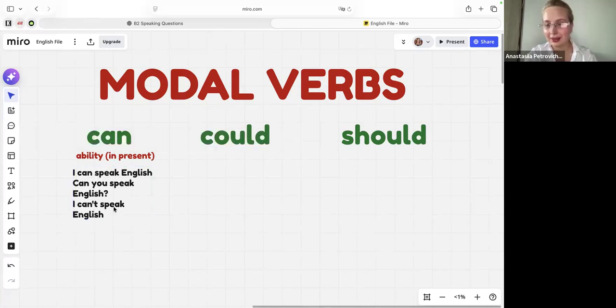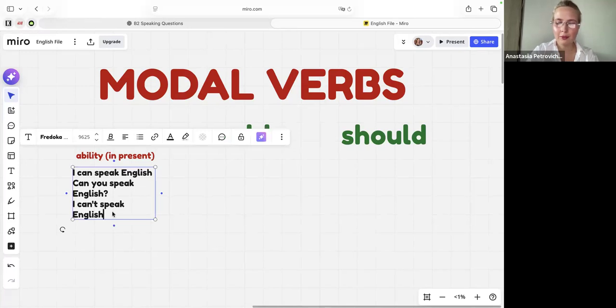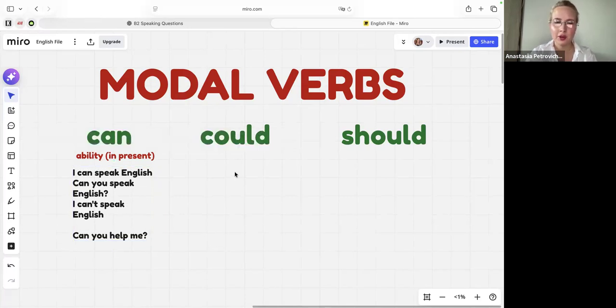That's pretty much it. We can also use it if we ask for some help. We can say, can you help me? Also possible to use it this way. So that's the first one. Pretty simple. Please write down your examples in our chat or in your notebook if you have one with you, and then share with me. It also will help you a lot.